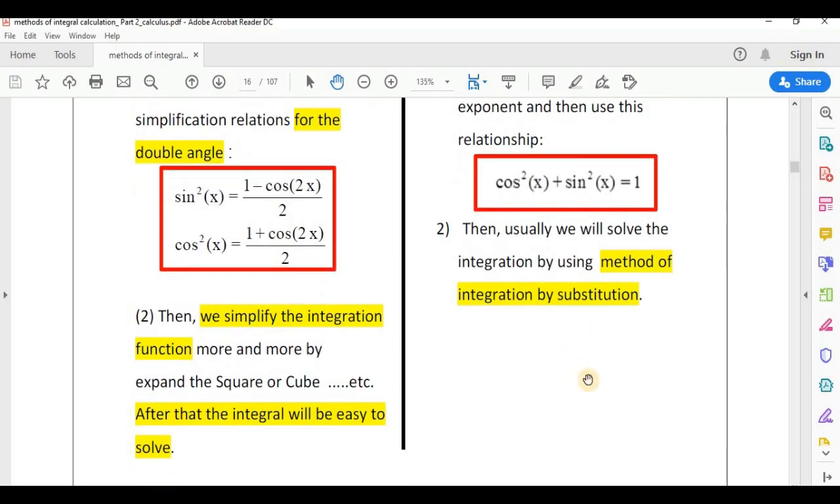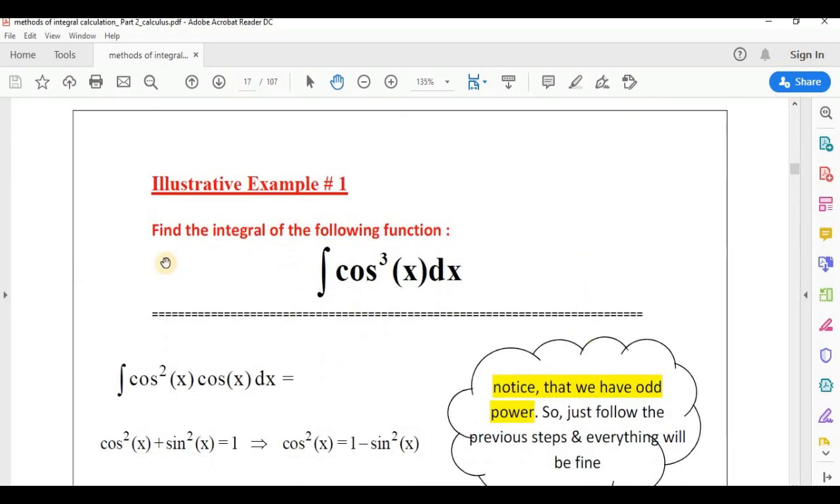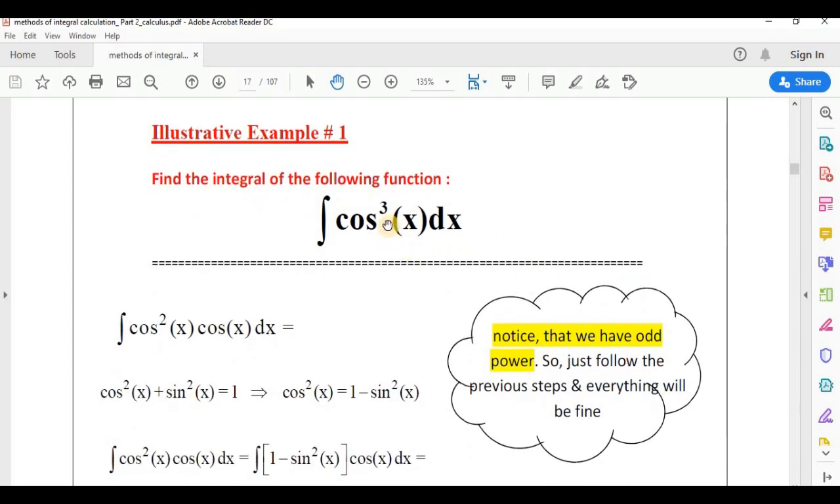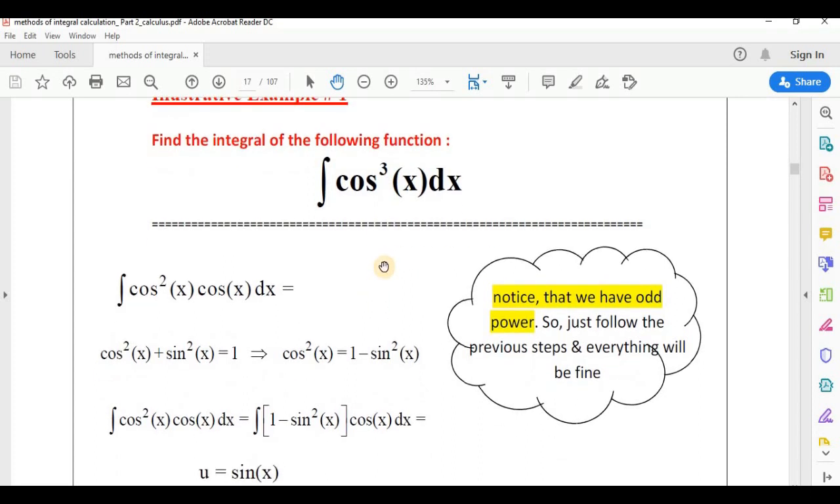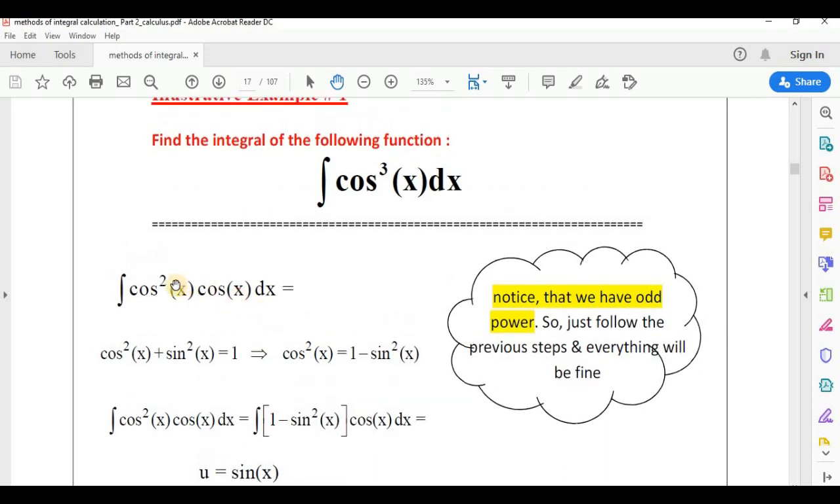Let's take some practical examples to make the picture clear for us. As we can see with this example, find the integral of the following function: integral cosine to the power 3 dx. How will we solve it? As we can see here, it is an odd power. So the first step, we follow the previous step to solve this integral. We withdraw 1 to get the quadratic exponent. We just withdraw 1 from 3, so it will be integral cosine square multiplied by cosine dx.